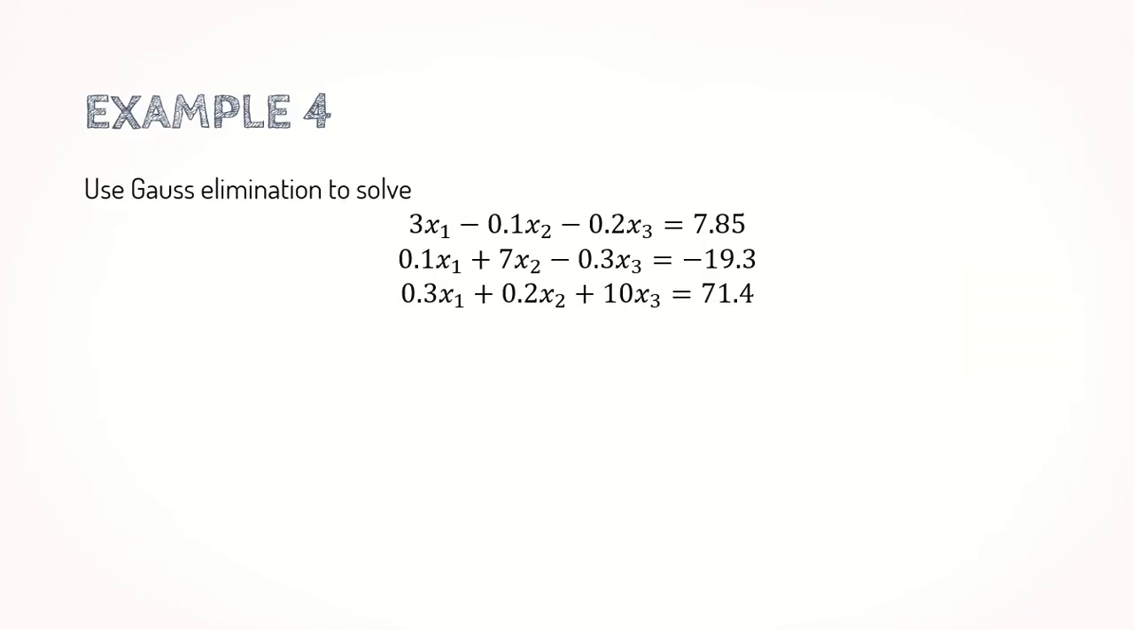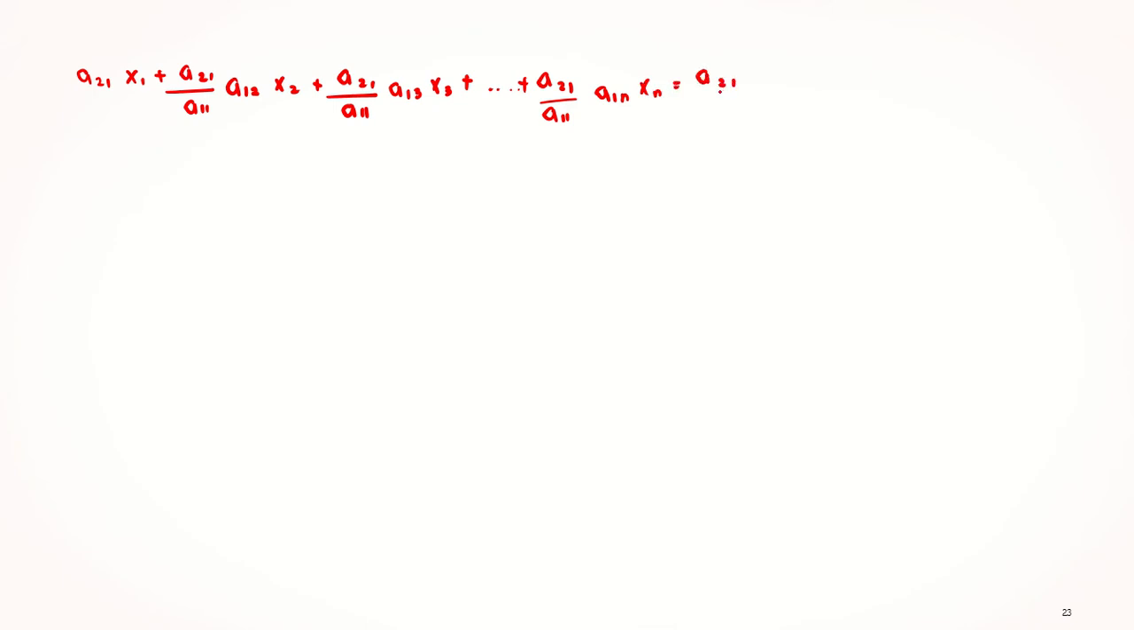By doing that, we are going to get a21 x1 plus a21 over a11 a12 x2, plus a21 over a11 a13 x3, plus dot dot dot, plus a21 over a11 a1n xn, equals a21 over a11 b1. We denote this as equation 4.